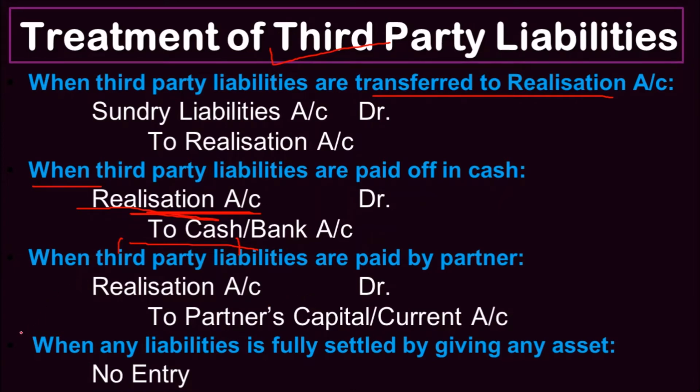Now, the most important one in this case as well: when any liability is fully settled by giving any asset, like the example I gave you a moment back, that a creditor was given machinery in full settlement, then neither for the asset will any entry pass nor for the liability will any entry pass. Hence no entry will be there in the books of the firm.